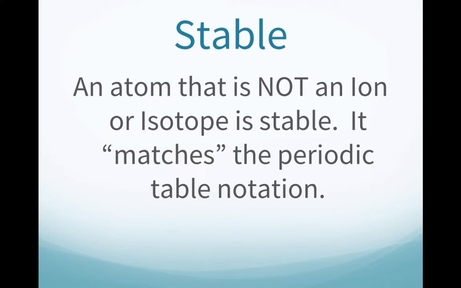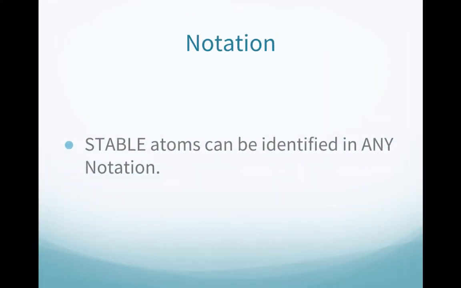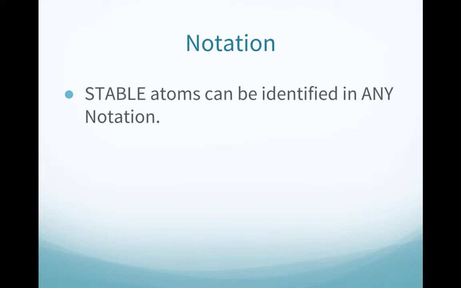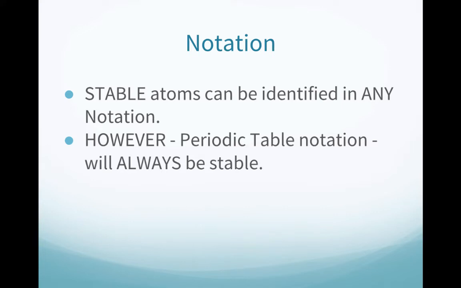Stable is the S. Remember we talked about IAIS, and we'll go through what those exactly are. But S is stable. An atom that is not an ion or an isotope is stable. It matches the periodic table notation. Stable atoms can be identified in any notation. However, periodic table notation will always be stable. You'll have to check the others, compare them to what's given on the periodic table to see if they're stable or not.